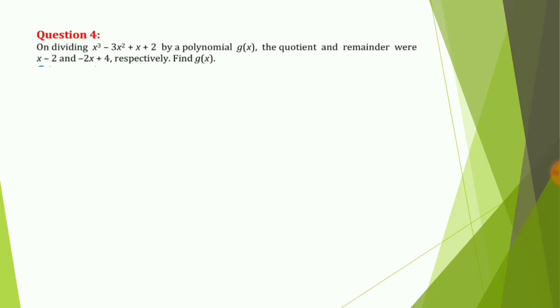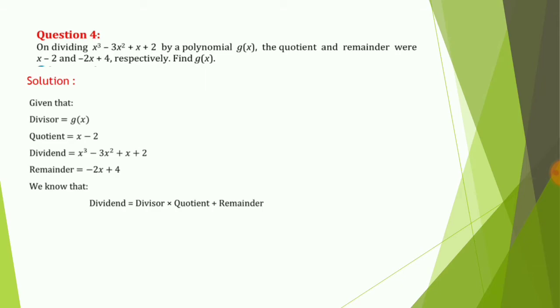Let us take up question 4 of this exercise. I am dividing x³ - 3x² + x + 2 by the polynomial g(x). The quotient and the remainder were given to you as x - 2 and -2x + 4 respectively. Find g(x). So here we will be using the division algorithm and then we will be finding the polynomial g(x). So what is given to us? The dividend, the quotient and the remainder are given. The divisor, that is g(x), is to be found out.